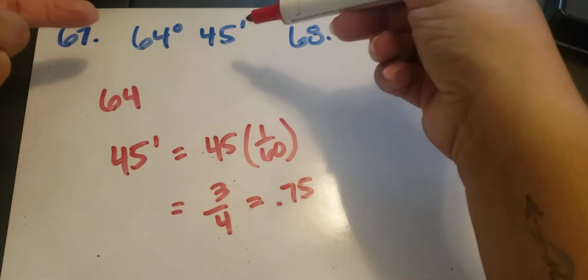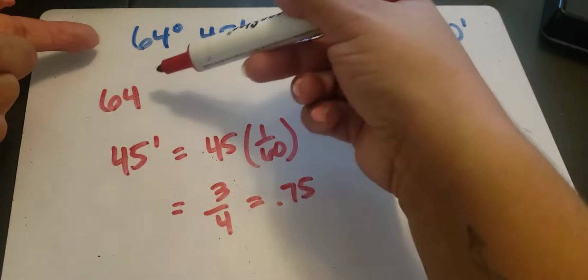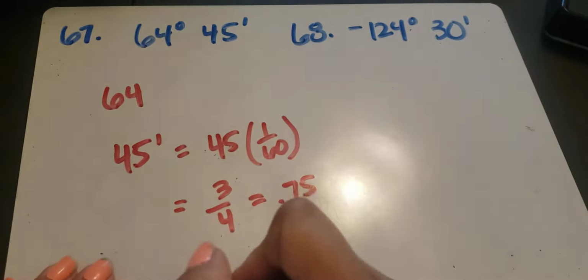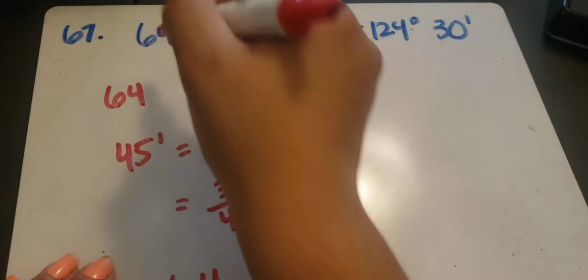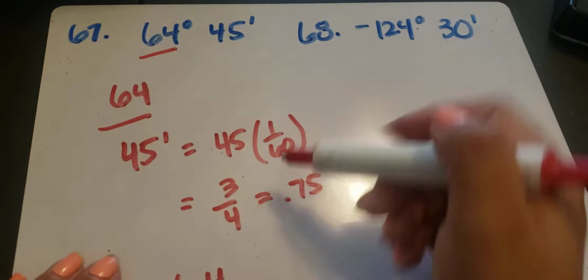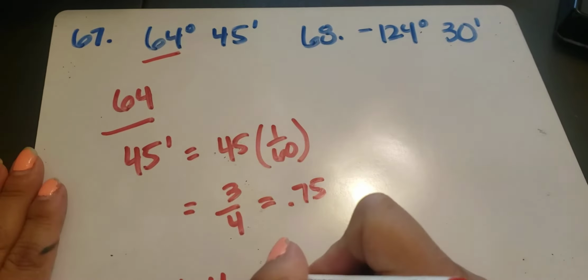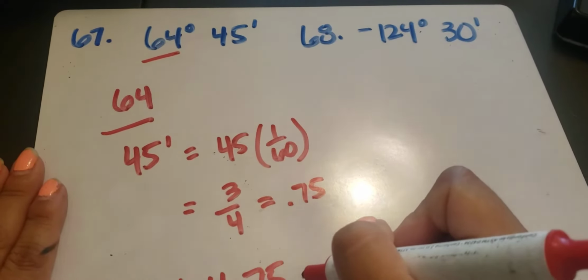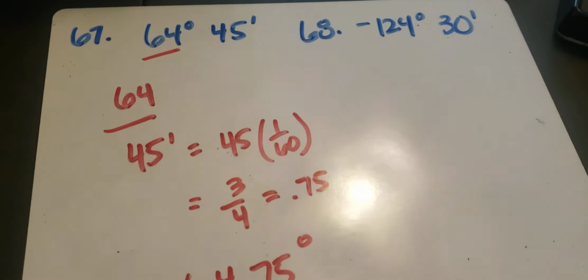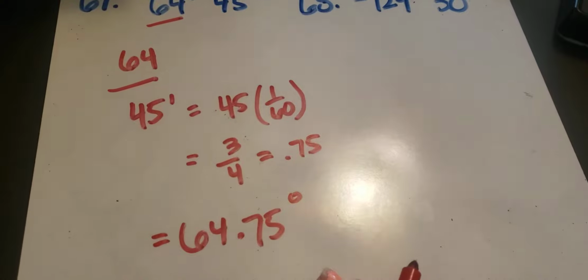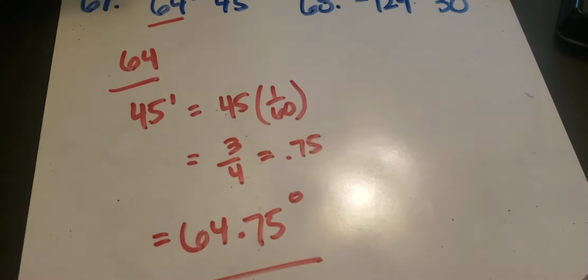So what I'm going to come up with is basically my degree. I want to convert this from degrees and minutes to just degrees. So I'm still going to keep my 64 degrees. Remember, that should be the same. And now my 45 minutes just gets written as a decimal, 0.75 seconds, or I'm sorry, minutes. So my degree is 64.75. Okay. And that's it.